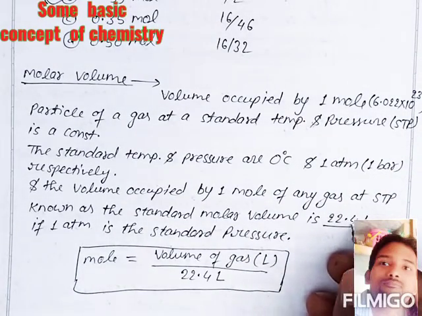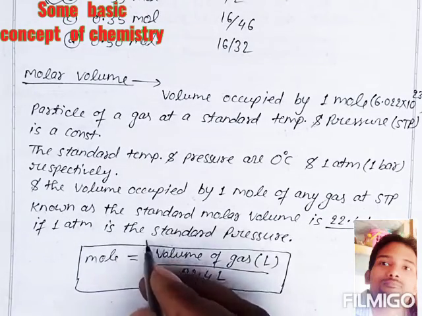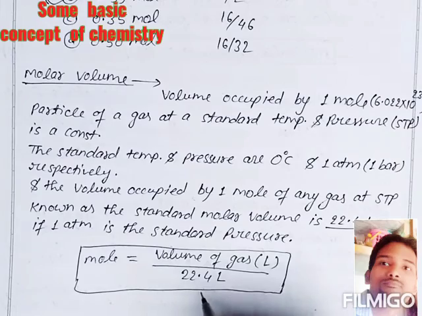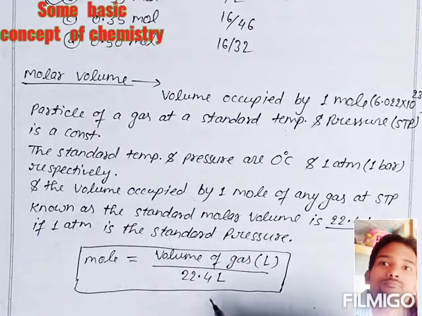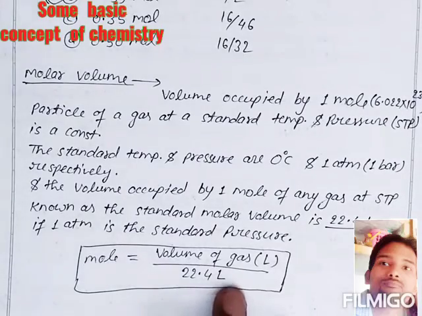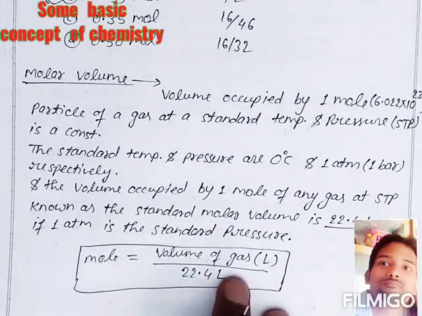PV is equal to nRT. If 1 atm is the standard pressure, then mole is equal to volume of gas in liter divided by 22.4 liter. If the volume of the gas is taken in milliliter, then you divide by 22,400 milliliter.